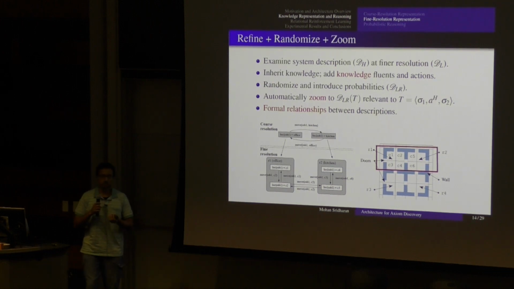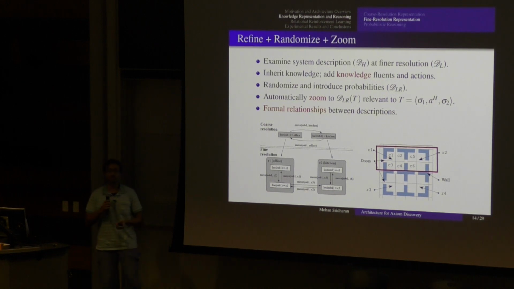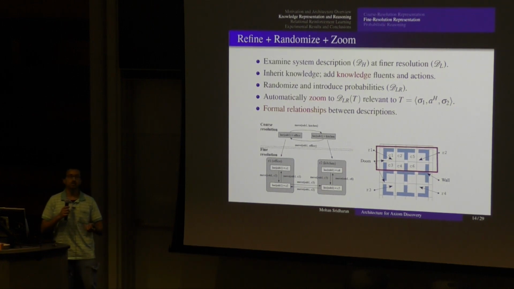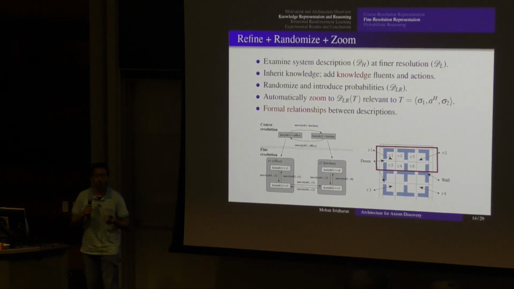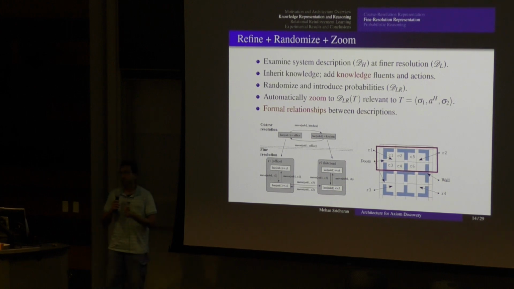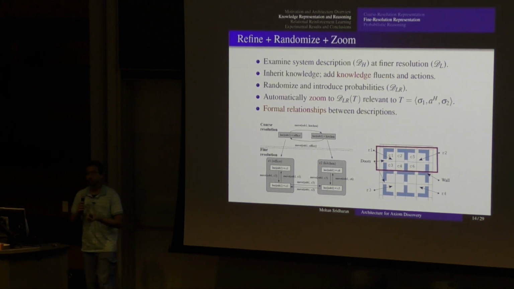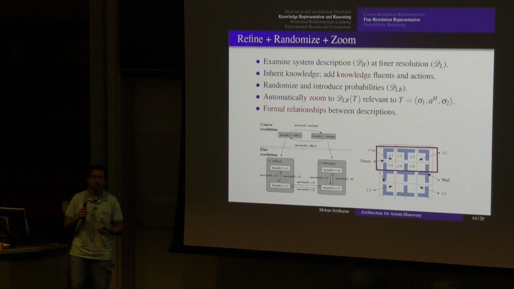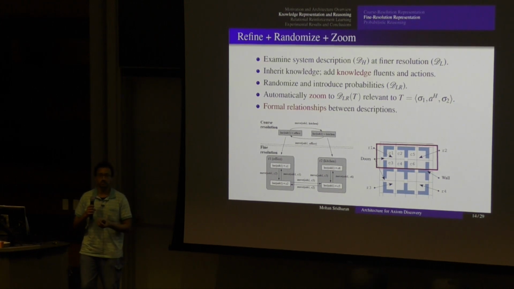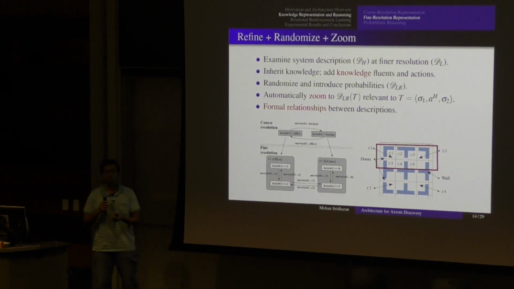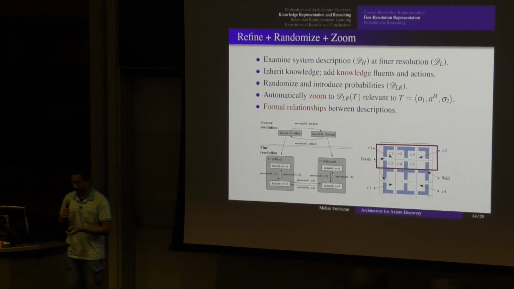And the nice thing, or what took a lot of time to do, is to establish formal relationships between these transition diagrams, such that for any transition that you have in, say, the coarse resolution D sub H, you can show that there will exist a transition, once certain conditions are met, in the fine resolution transition diagram, and you can do this zooming automatically in a domain independent fashion. We have tried this for different domains, and you can show mathematically that there is this relationship between them, which helps do this automatically.